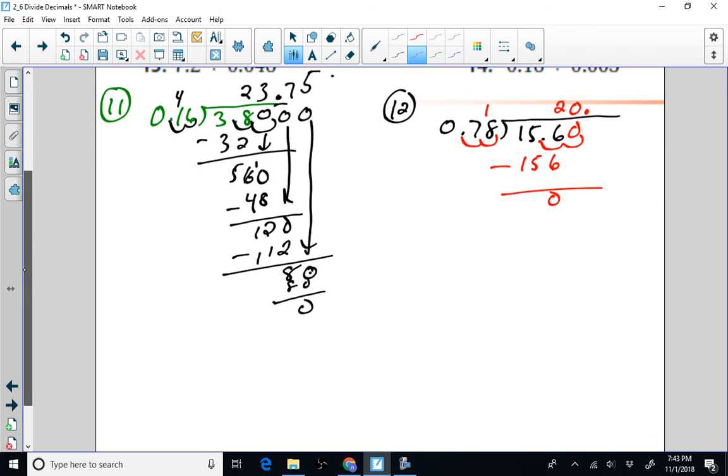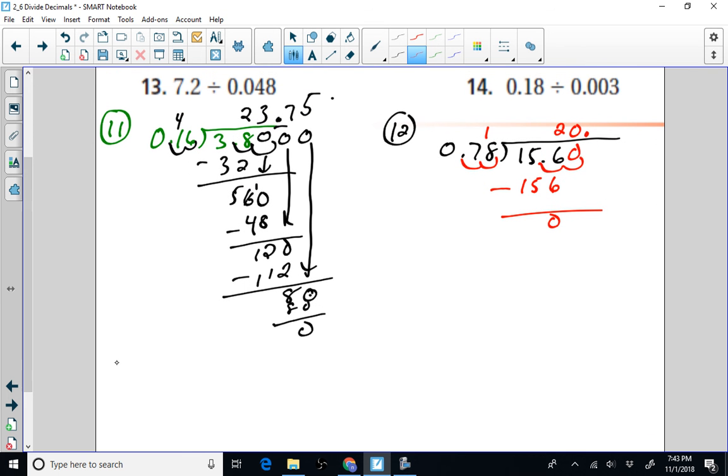Problem 13. We have 48 thousandths, and we're dividing 48 thousandths into 7 2/10. Slide the decimal point 1, 2, 3 places to the right in our divisor, 1, 2, 3 places to the right in our dividend. I have to add 2 zeros because I ran out of digits. So I add 2 zeros and then put the decimal point in our quotient.